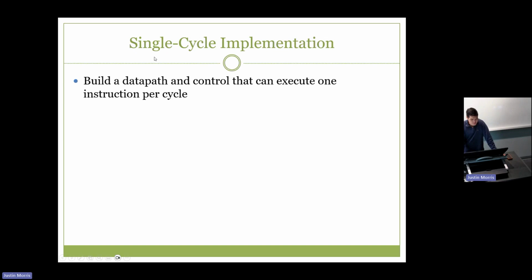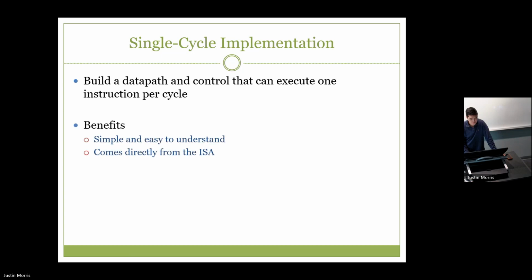So we're going to be covering first the single cycle implementation. We're going to build a data path and control that can execute one instruction per cycle. And it will only do one instruction per cycle, and every single instruction will take one cycle. The benefits of this are that it's simple and easy to understand, and the data path is going to come directly from the FSM.